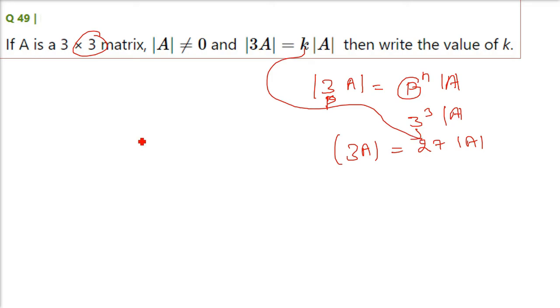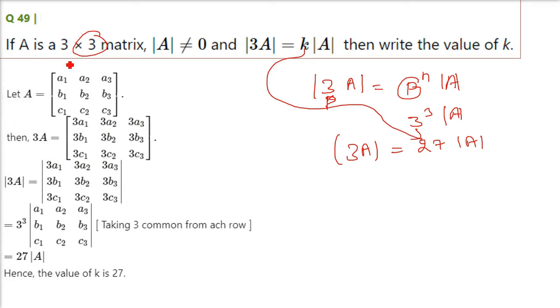Okay, so you can do it like this also. A, you can write it as a proper matrix with certain indicators, and then you can do this, because when you have 3A, 3 will be multiplied to every element. When you take it out, it will be 3 by 3, 3 raised 3, and 27A will be there. So k is 27 here.